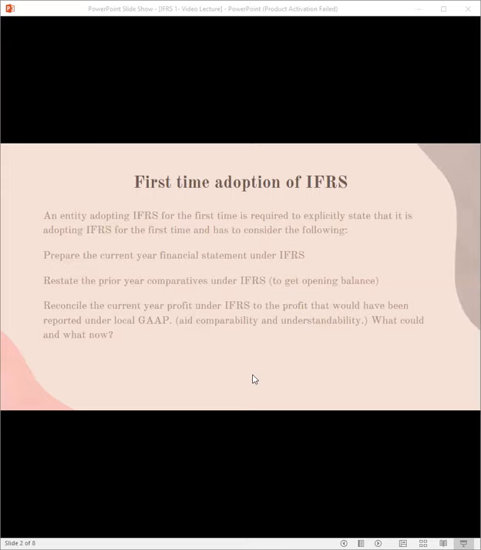So these are the three things that a company which is going for adoption of IFRS for the first time is supposed to do: prepare current year financial statements under IFRS, restate the prior year comparatives under IFRS, and reconcile the current year profit under IFRS to the profit that would have been reported under local GAAP.